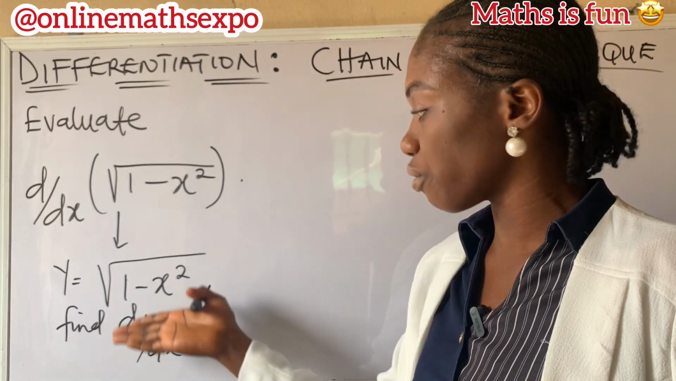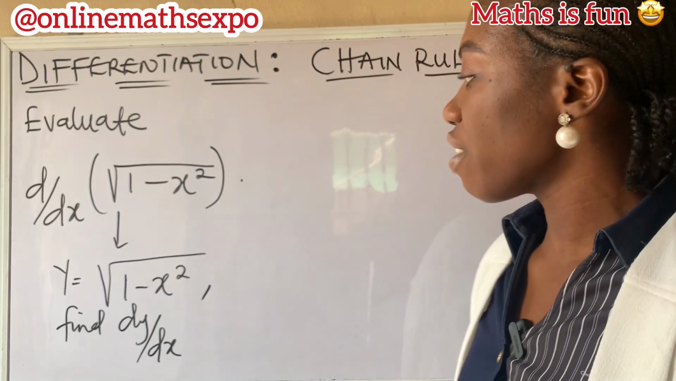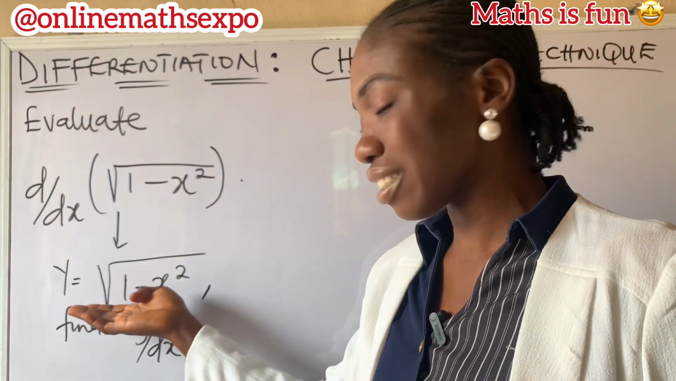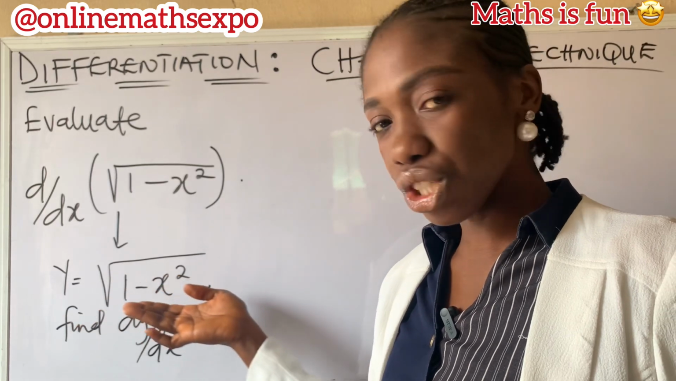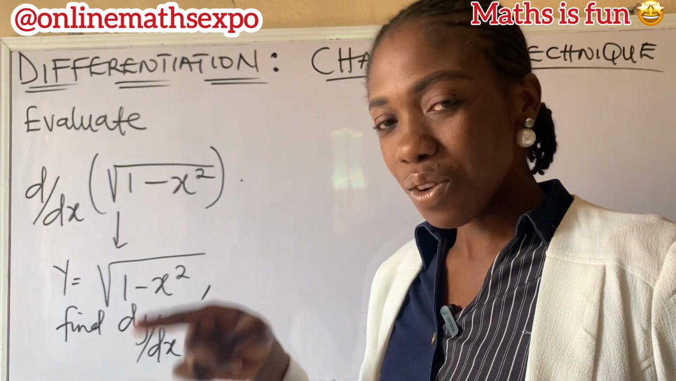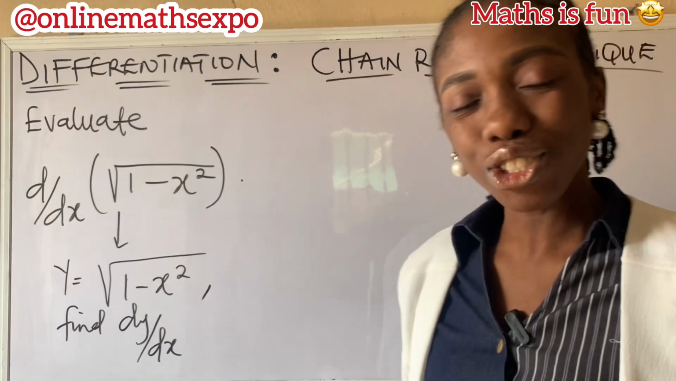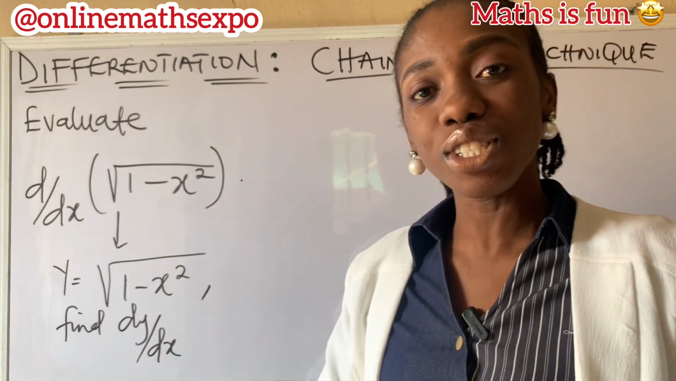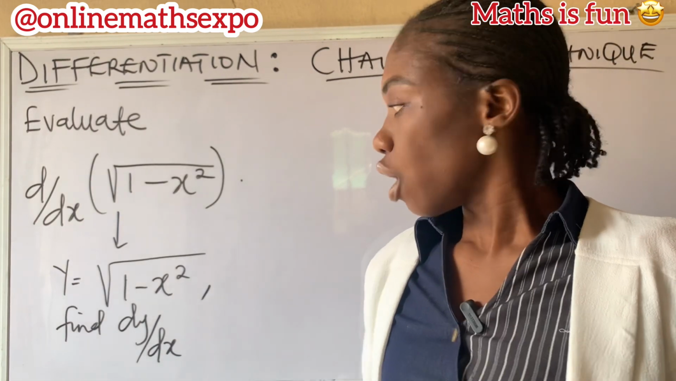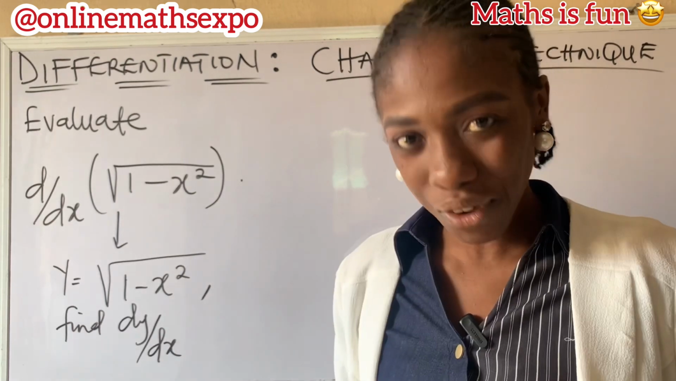Now, how do we differentiate this? Remember, we said in our last tutorial that whenever you see an expression in radical form or exponential form, whereby you have two functions in one, we make use of a technique we call chain rule, or function of a function, or composite rule method. Now, let's see how to differentiate this. Okay, remember, it's very simple.